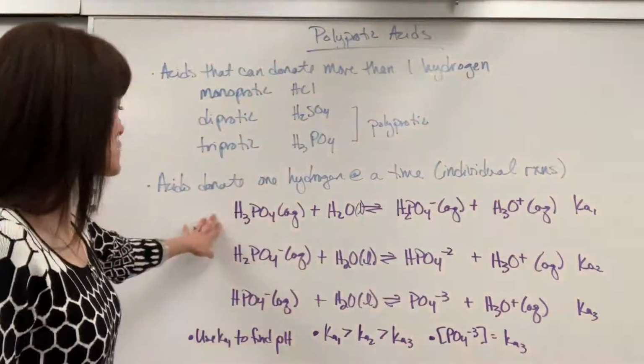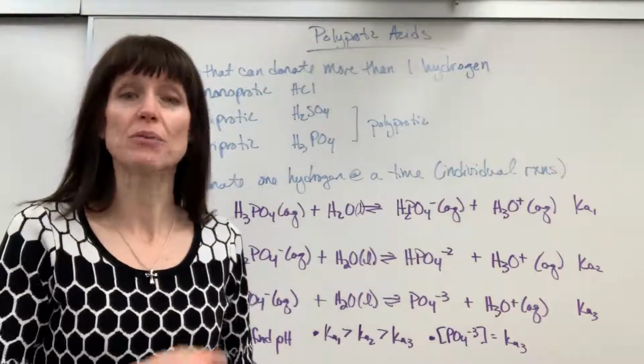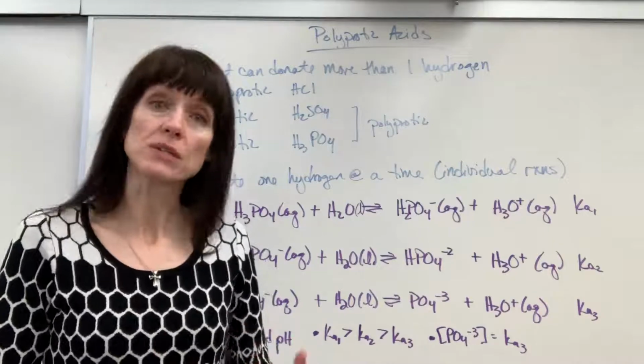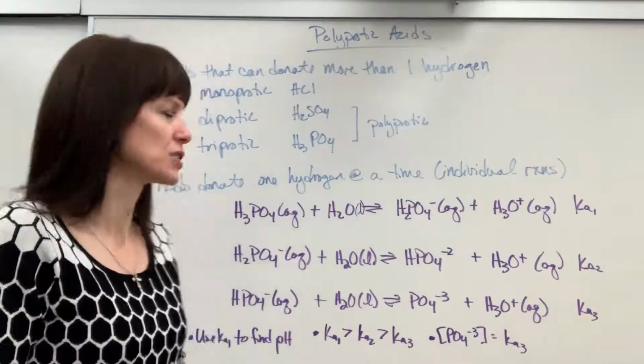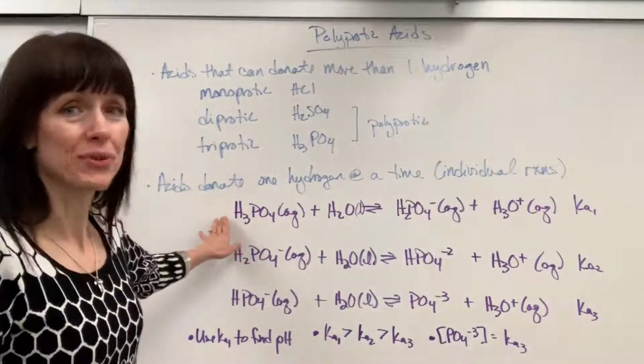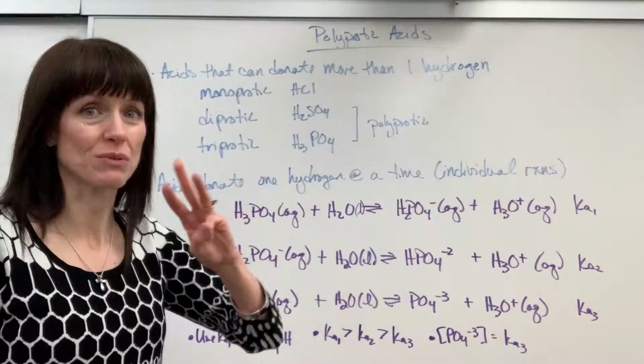So I have used phosphoric acid. I want to show you how we write the deprotonation. Deprotonation is what it's called when we lose a hydrogen, when the acid donates a hydrogen. So we're going to have 3 reactions because I've got 3 deprotonations. We're going to lose 3 hydrogens.